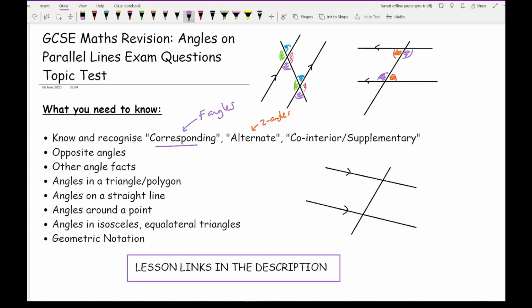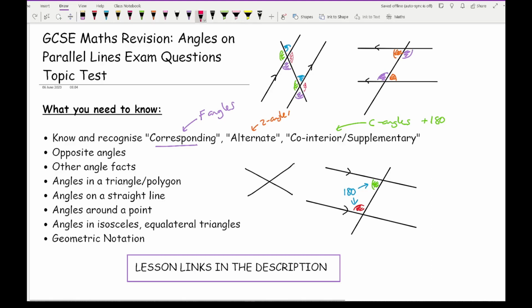And then we move on to co-interior angles, which aren't equal, which we call C angles, but basically add up to 180. So this angle here plus this angle here will add up to 180. And again, likewise for all the others. But remember, you do need to look out for those parallel lines, so look out for those markings on those straight lines.